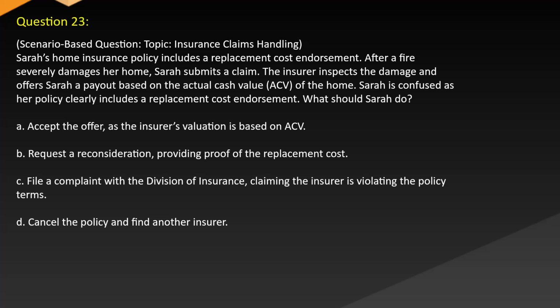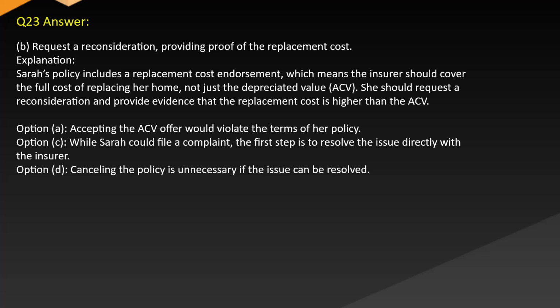Accept the offer, as the insurer's valuation is based on ACV. B. Request reconsideration, providing proof of the replacement cost. C. File a complaint with the Division of Insurance, claiming the insurer is violating the policy terms. D. Cancel the policy and find another insurer. Answer B. Request a reconsideration, providing proof of the replacement cost.